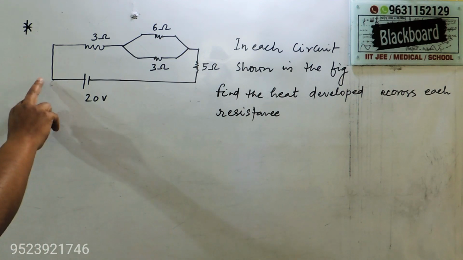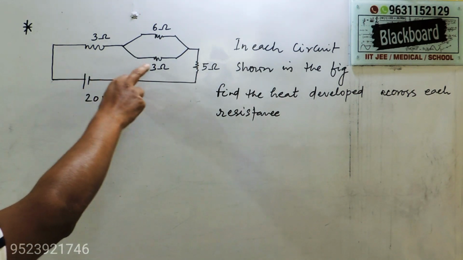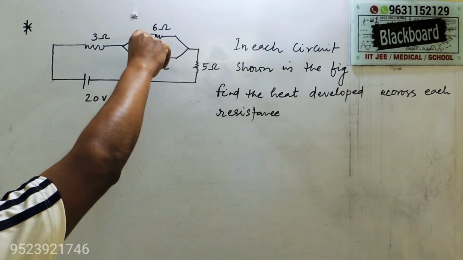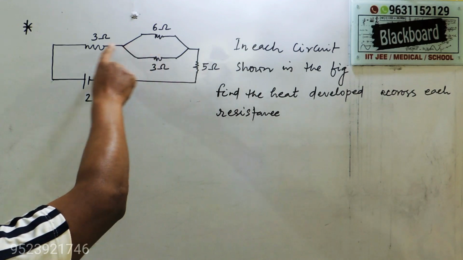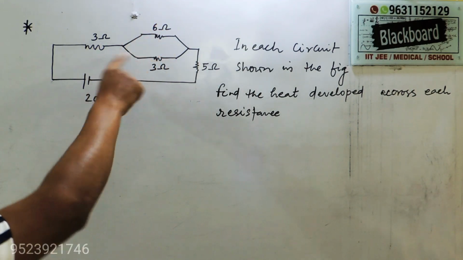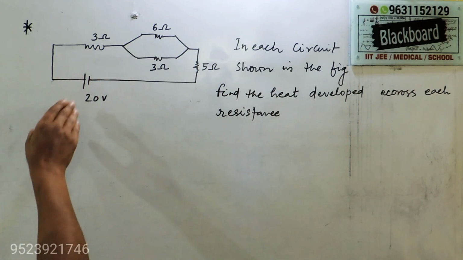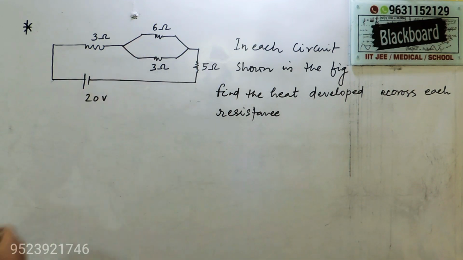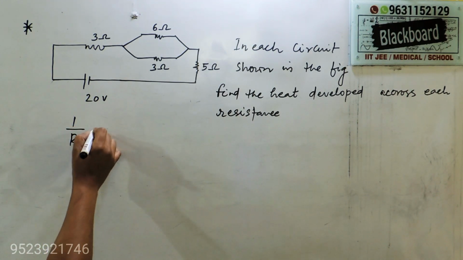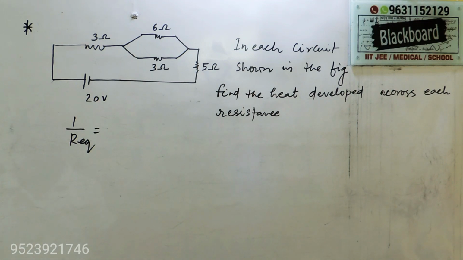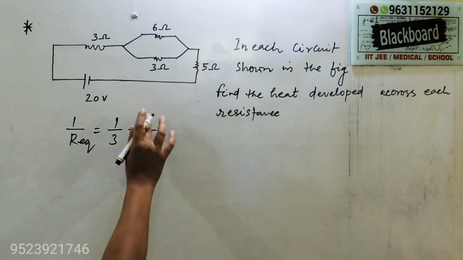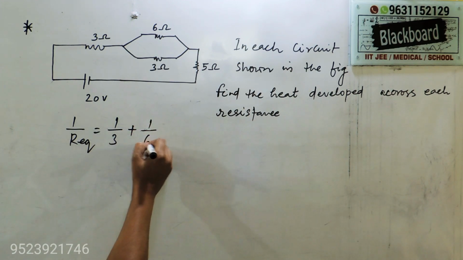Now in the next numerical, this is the given circuit. The 3 ohm and 6 ohm resistors are in parallel. First you have to combine these two, and this will be in series with the other one. Since they are parallel, we take their combination, then convert to series and find the current. Now 1 by R equivalent, because this is in parallel, equals 1 by 3 plus 1 by 6.